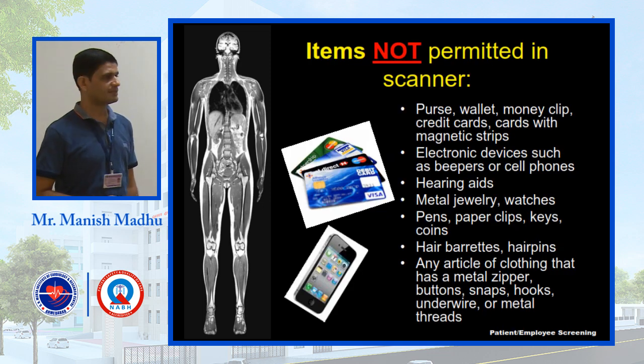Items not permitted in a scanner. This is the list of items which should not be allowed in the MRI room: purse, wallet, money clip, credit cards, magnetic chips, electronic devices such as beepers or cell phones, hearing aids, metal jewelry, watches, pens, paper clips, keys, coins, hair barrettes, hair pins, any article of clothing that has a metal zipper, buttons, snaps, hooks, underwire or metal threads. These things should not be allowed in MRI.